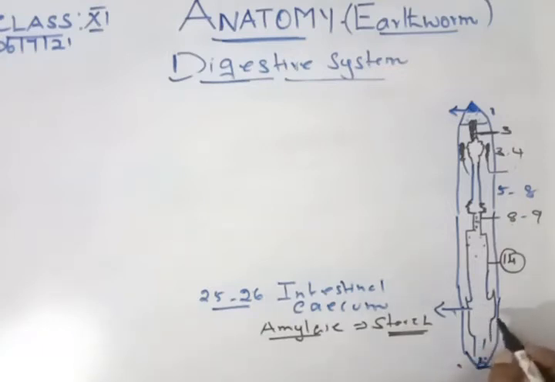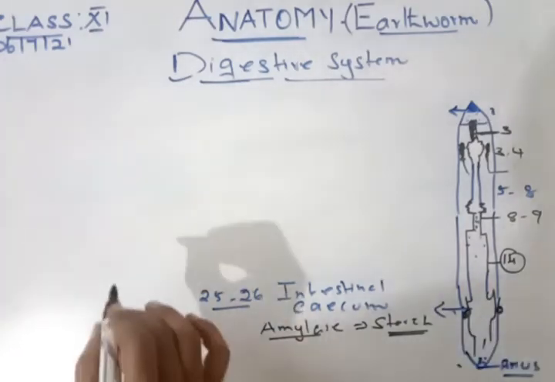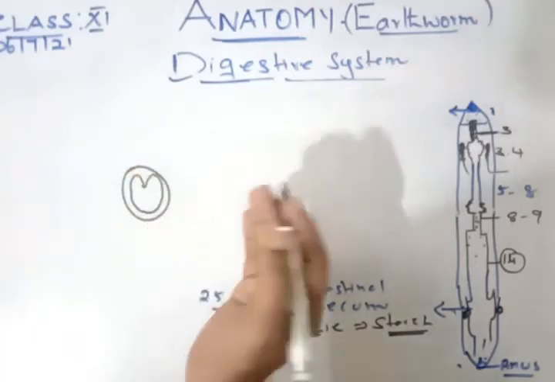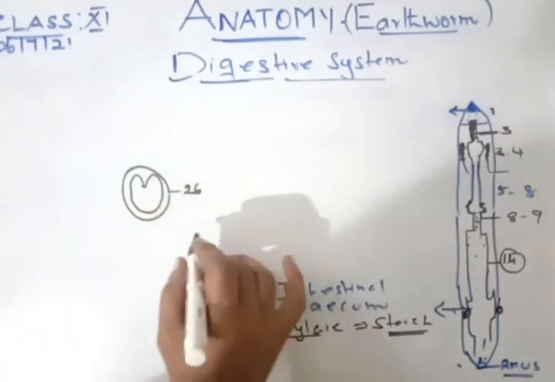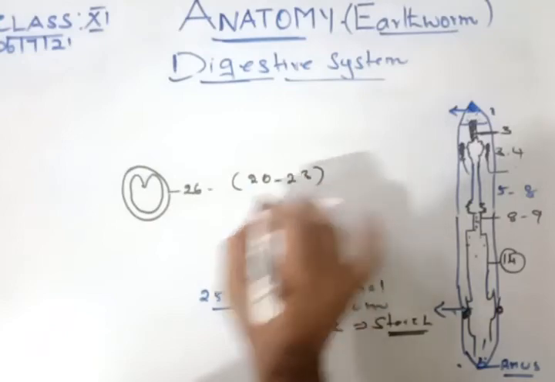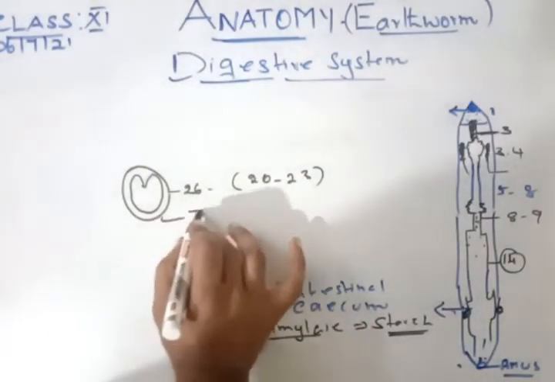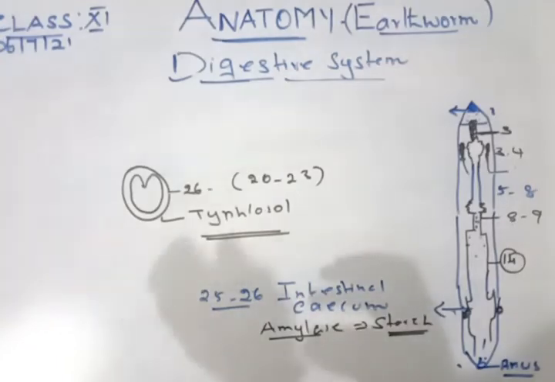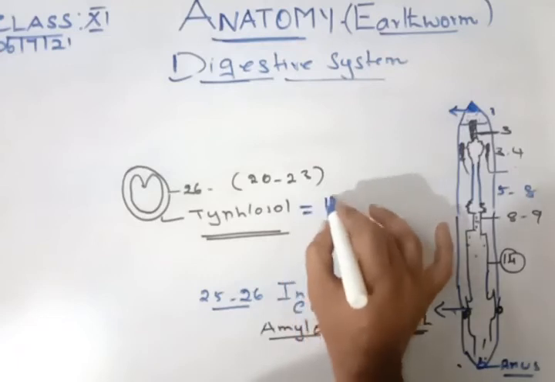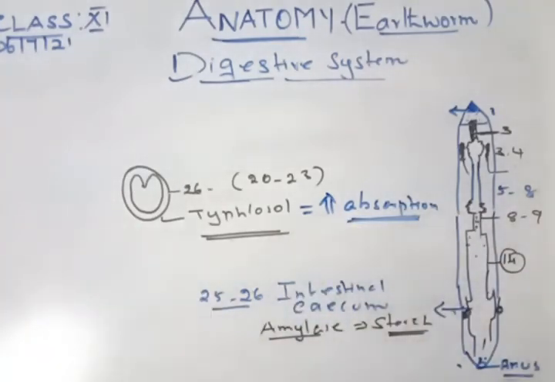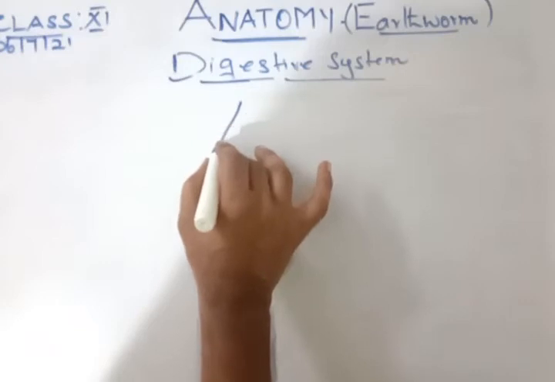You can find one more structure close by this cecum, and I will draw that in a little enlargement. The structure will look like this. It starts from the 26th segment and is present till the end, except segments number 20 and 23, where we will not have it. This structure is called the typhlosole, and it is always involved in increasing absorption from the intestine. So that is the entire digestive system. Once again, this diagram part we will see clearly. Now the diagram alone we will discuss.